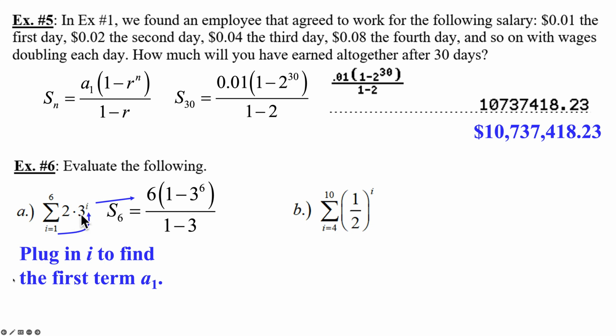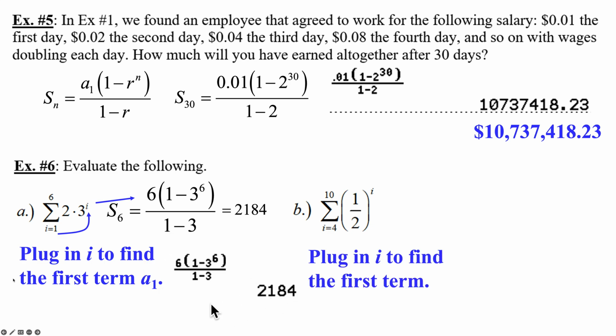because we're multiplying by 3 to the power of i, 3 is my common ratio, 3 to the 6th power, that's my n again, over 1 minus 3. Again, go to the calculator: 2,184.